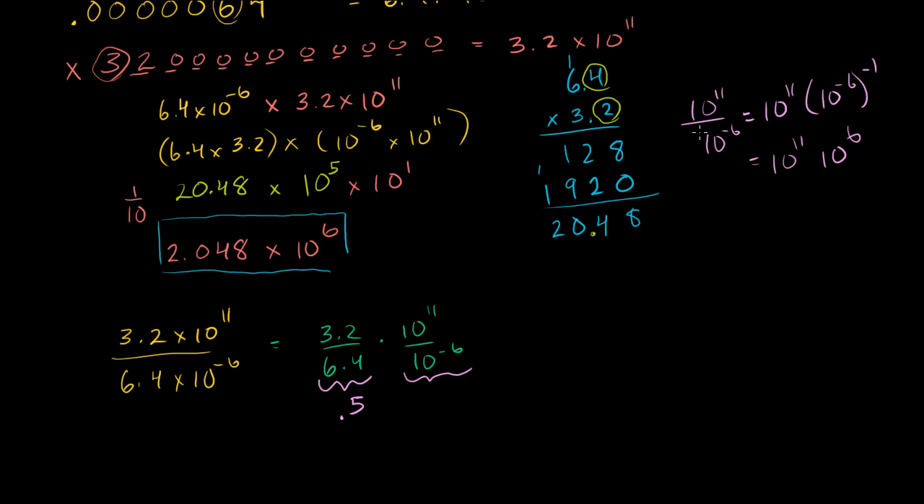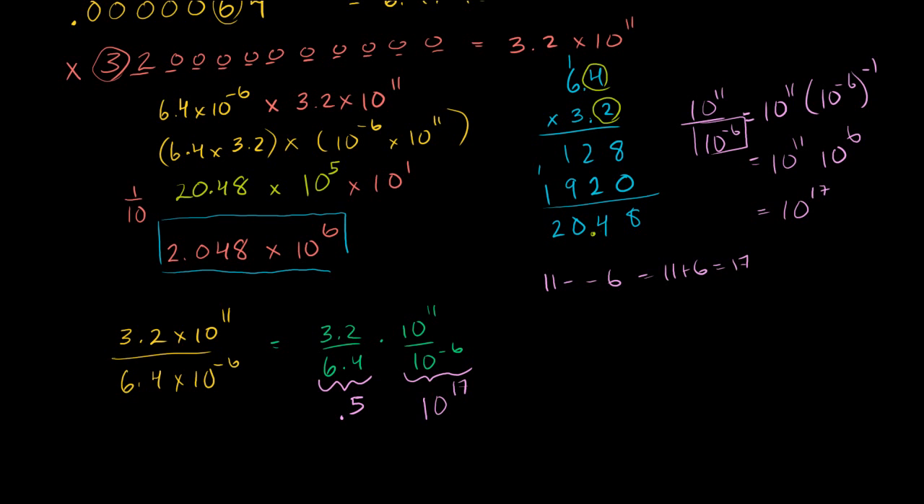And what did I do just there? This is 1 over 10 to the minus 6. So 1 over something is just that something to the negative 1 power. And then I multiplied the exponents. You could think of it that way. And so this would be equal to 10 to the 17th power. Or another way to think about it is if you have the same bases, 10 in this case, and you're dividing them, you just take the exponent in the numerator and subtract the exponent in the denominator. So it's 11 minus minus 6, which is 11 plus 6, which is equal to 17.